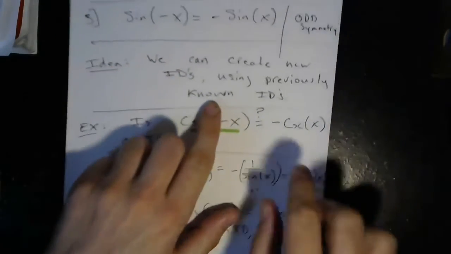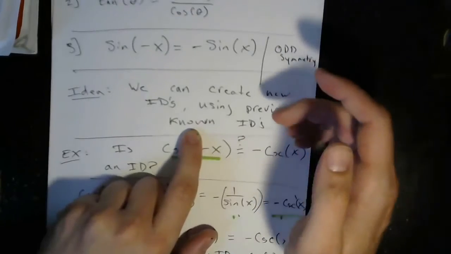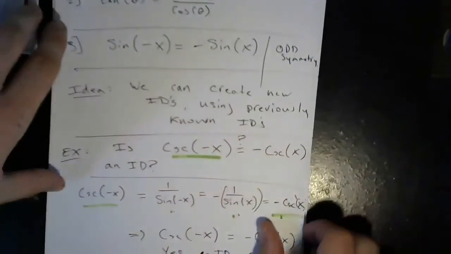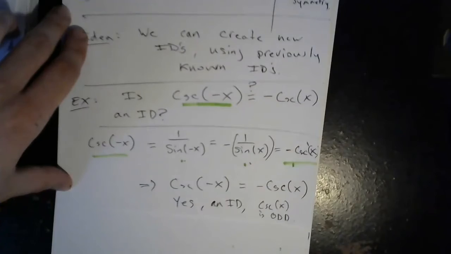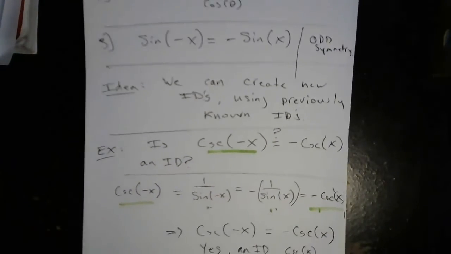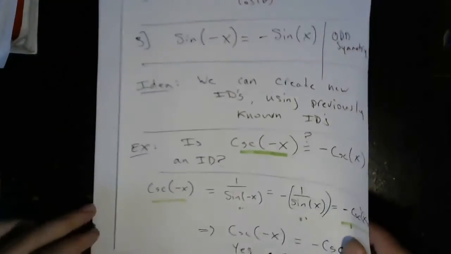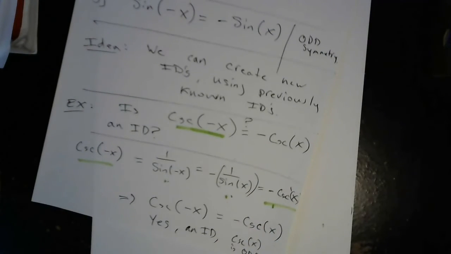So this is the key idea. We can either create new identities from old identities, or we can check if something's an identity by trying to convert it into an identity, right? So this gives us ways of checking lots of things. So let me go ahead and put out one more example.